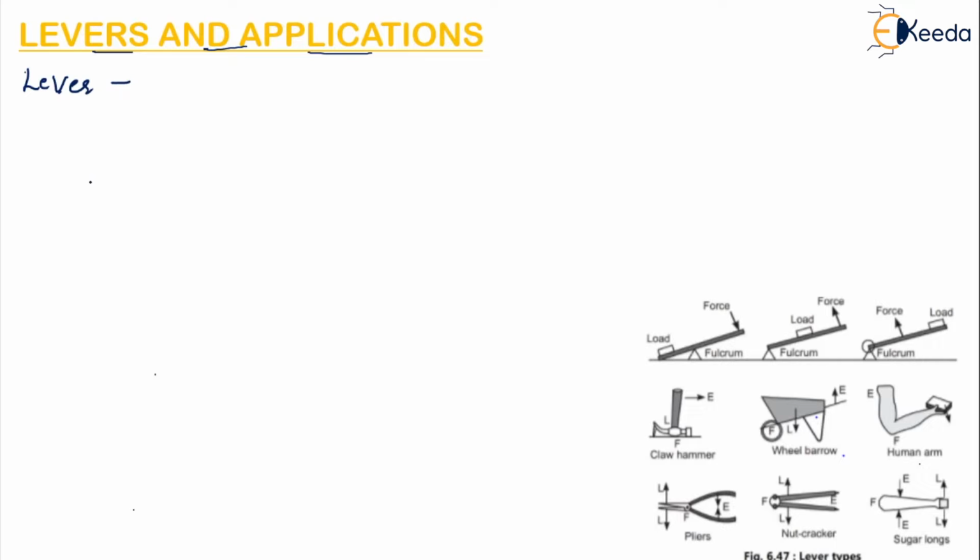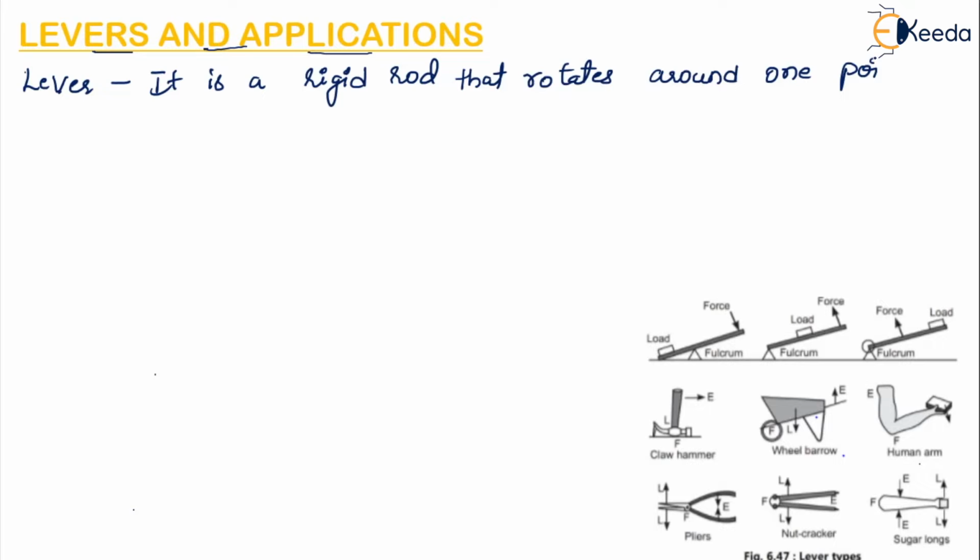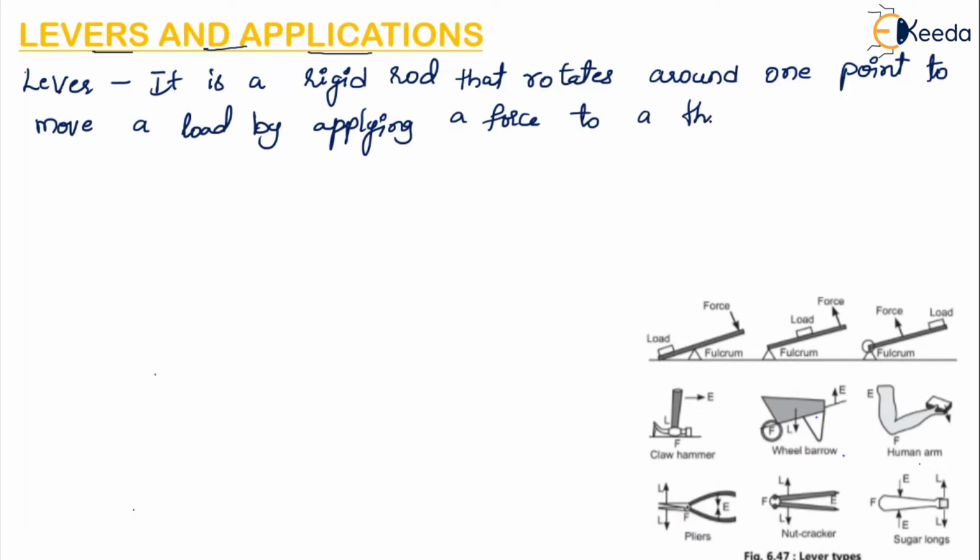So first of all, let us know what is a lever. A lever is a rigid rod that rotates around one point to move a load by applying a force to a third point.